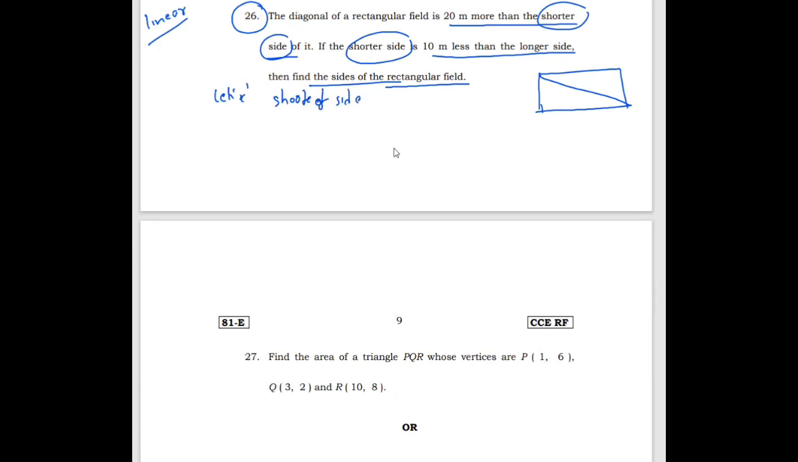Okay, if I put x here, now let's read the question. Let's go back to the question. The diagonal of the rectangle is 20 meter more than the shorter side. Can I write 20 plus x or x plus 20? It's the same, right? That is what they're asking.